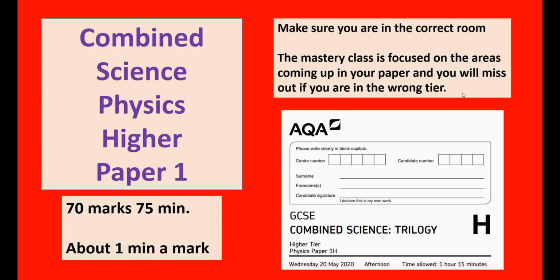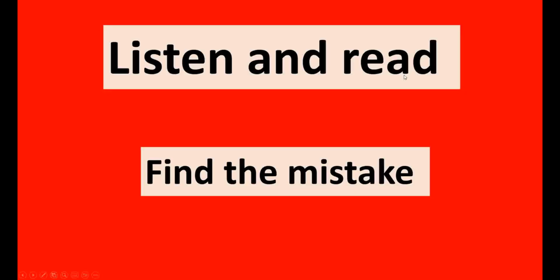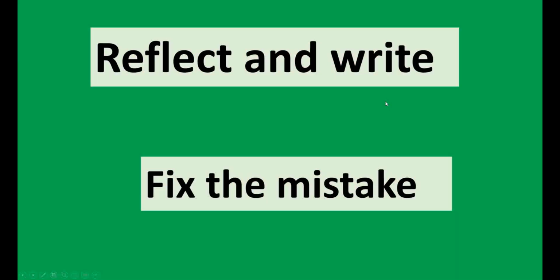Okay, now the way this video is going to work is we're going to have different types of slides. We're going to have red slides like this one, and that's where we need to listen, we need to read, and we're finding mistakes. Okay, and then we've got green ones where you're actively reflecting and writing and you're fixing mistakes. Okay, so we're going to put up lots of different examples of exam questions where you need to spot the common error. That way you don't make those common errors when you're doing your exam.